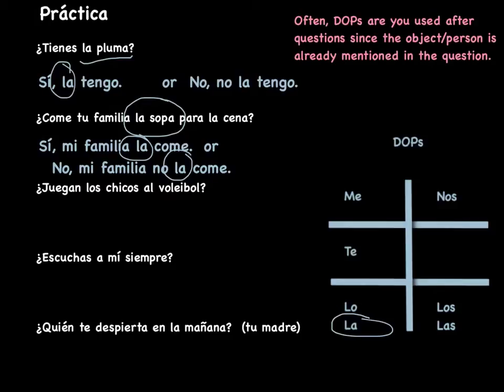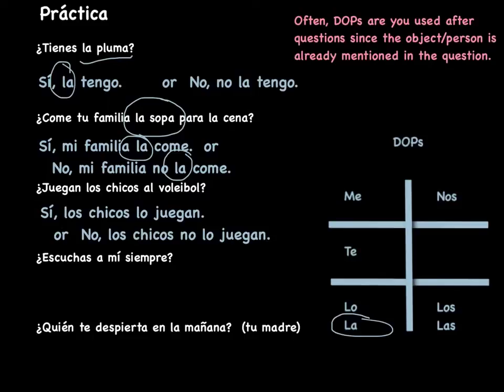A couple more examples here. ¿Juegan los chicos al voleibol? Sí, los chicos lo juegan. Or no, los chicos no lo juegan. Al voleibol is masculine and singular. We can use lo to replace that. And then it goes in front of the conjugated verb. Okay, I think you're probably starting to pick up on the pattern. Let's do two more examples here.